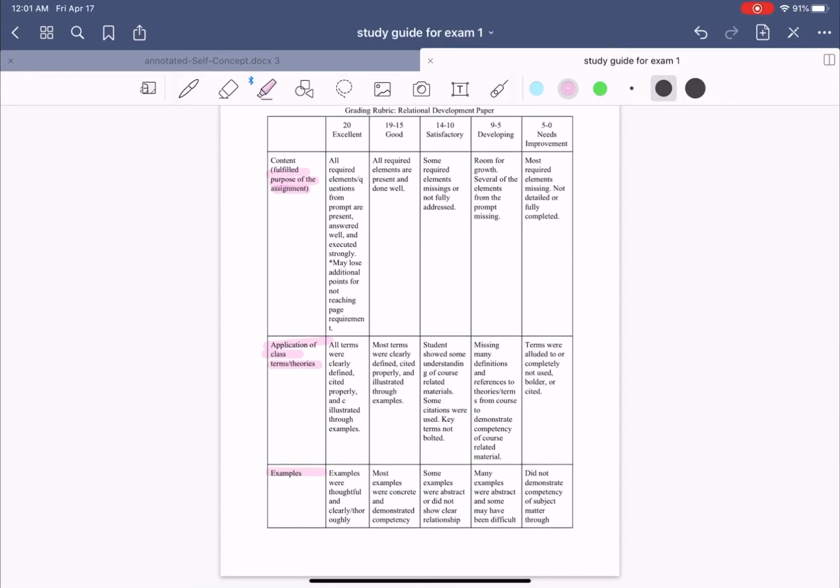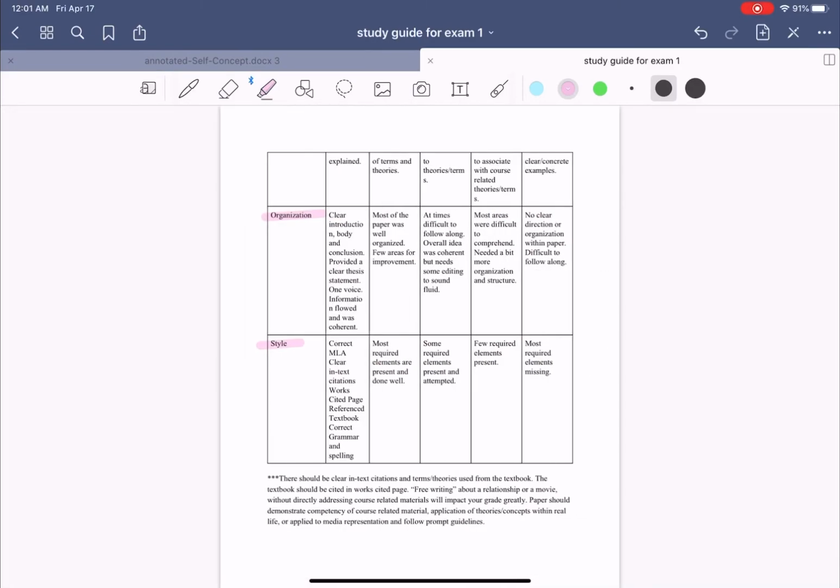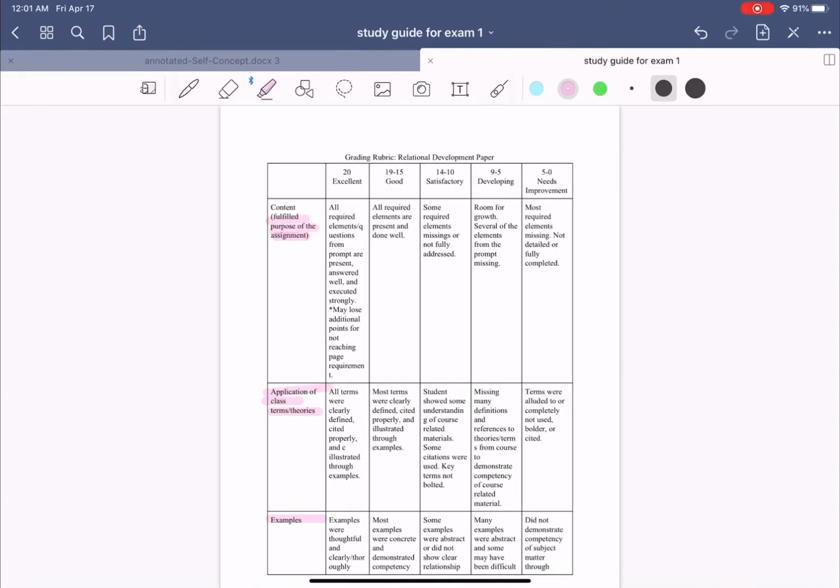So fulfilled the purpose of the assignment, that's 20 points. Application of class terms, 20 points. Examples are worth 20 points. Organization is worth 20 points, and then style, right? So each of these sections are worth 20 points. As you can see, the points are kind of distributed here. So if you do an exceptional job, if you do just beautiful work, you do everything that I ask, boom, you get excellent, you get 20 points, right? If you did a good job, you did most of what I was looking for, and each one of these is broken down and gives you a description.